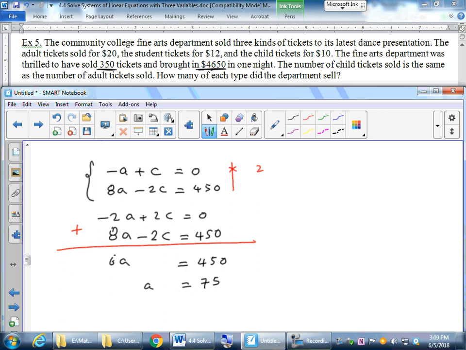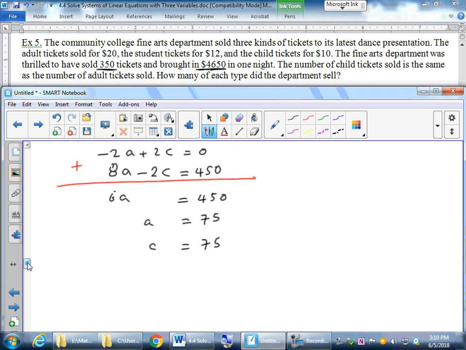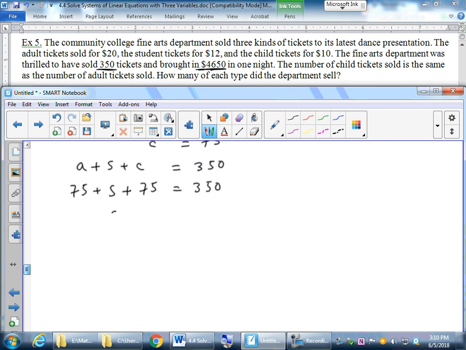So now that I know a is 75, c will also be equal to 75 because the numbers of adult and children tickets are the same, right? So that tells us the last equation, a plus s plus c, is equal to 350. So my a is 75 and my c is 75. Therefore I can find my s, the student tickets, which is s plus 150 is equal to 350. Taking away 150 on both sides gives 200.